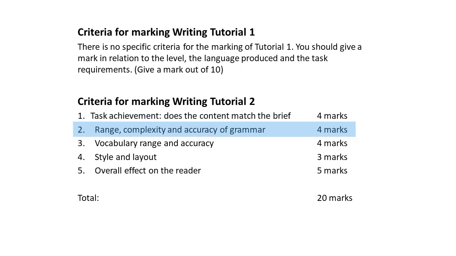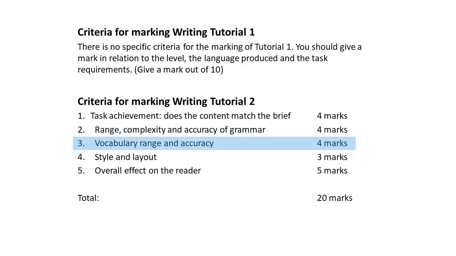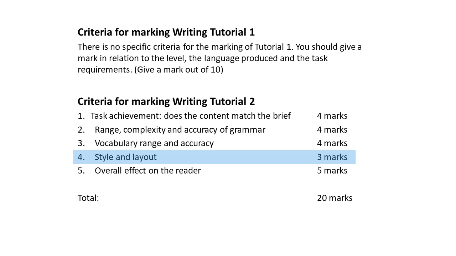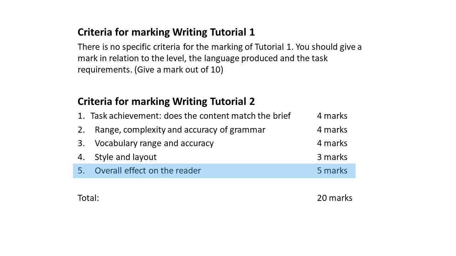Point 2 is range, complexity and accuracy of grammar, a mark out of 4. Vocabulary range and accuracy, a mark out of 4. Style and layout, which refers to the register, formal or informal, and the organisation of the text, a mark out of 3. And then the overall effect on the reader. Is it coherent and communicative? Does it get the message across? Would someone who is not a teacher or tutor understand it? What effect would it have on them? And that's a mark out of 5.